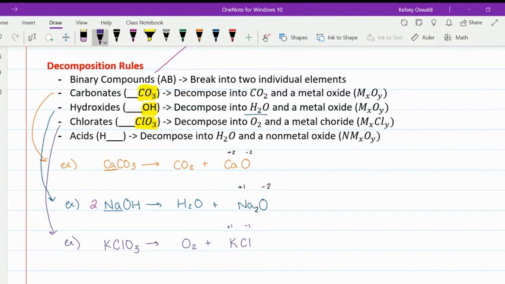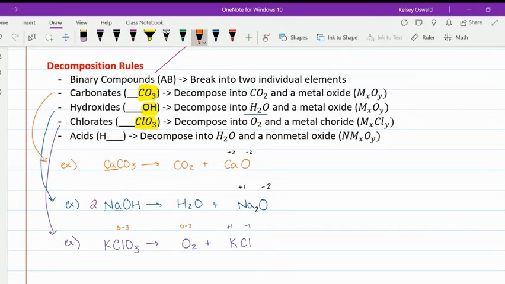Okay, so whenever you have a chlorate, you see that ClO3, that's your only reactant. That's going to decompose into oxygen and a metal bonded to chlorine. So now that we have our formulas for our products, we can go ahead and balance our equation. We can look and see the oxygen. That's the one that's different on either side. So on my reactant side, I have 3 oxygen. On my product side, I only have 2.